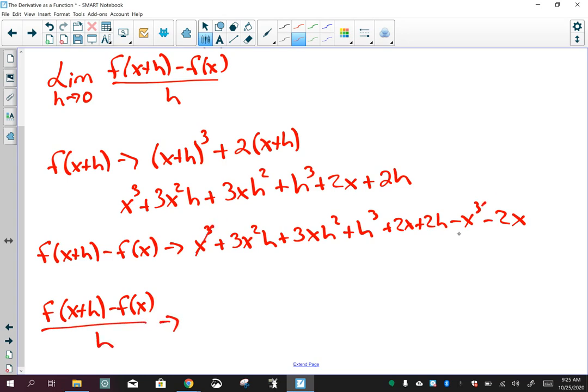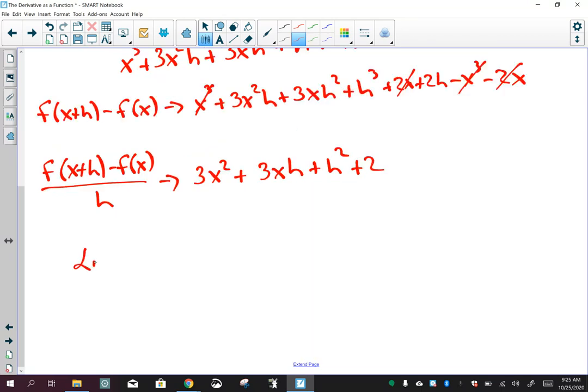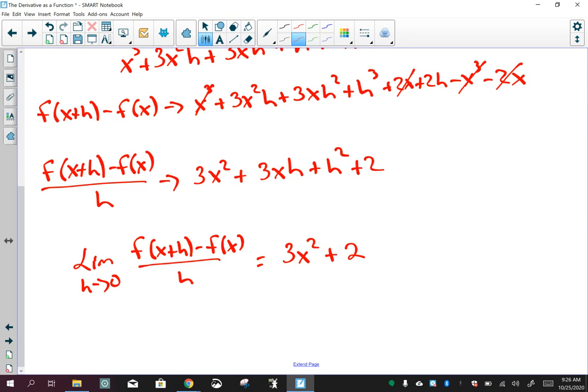Okay, so we know that cancels, and that one cancels. And I'm going to go ahead and divide each one by an h. So that gives me 3x squared plus 3xh plus h squared plus 2. So my limit as h approaches 0 of f of x plus h minus f of x all over h is going to wind up being 3x squared plus 2. And there you go. There is your answer.